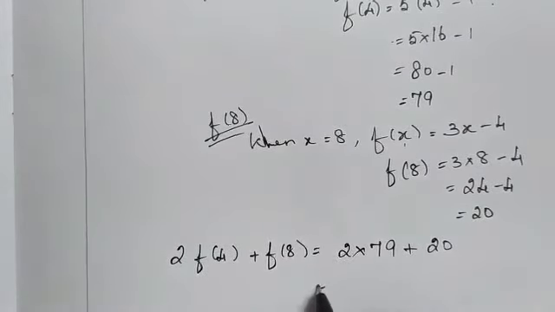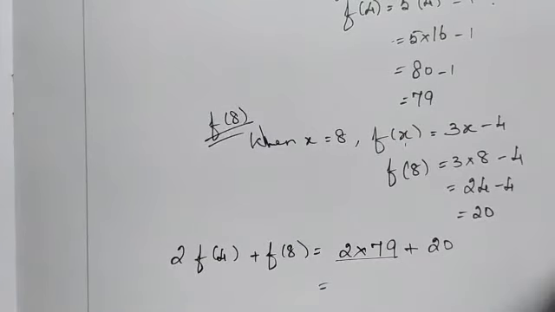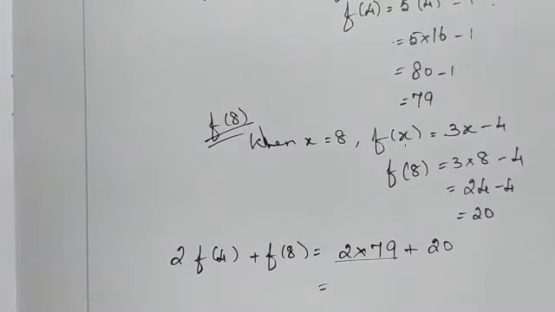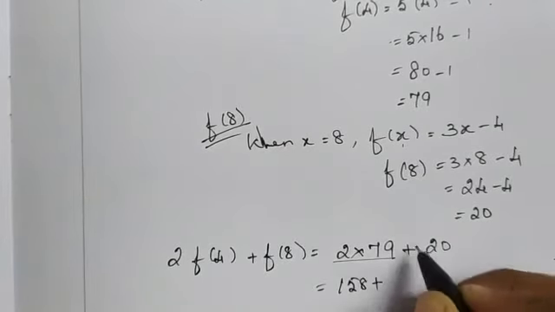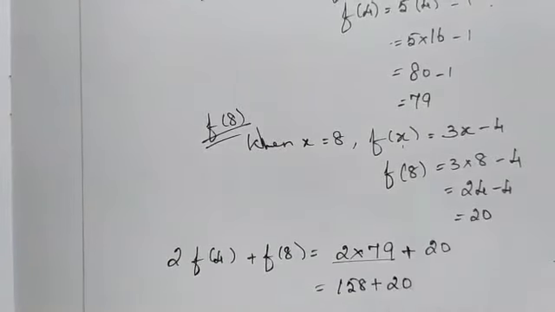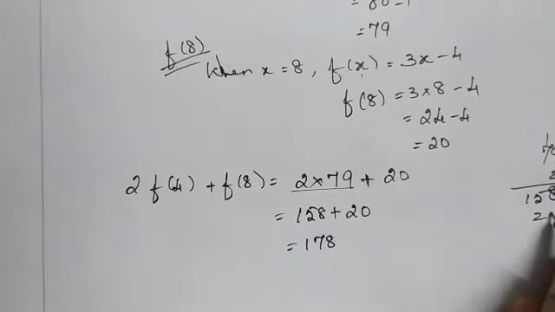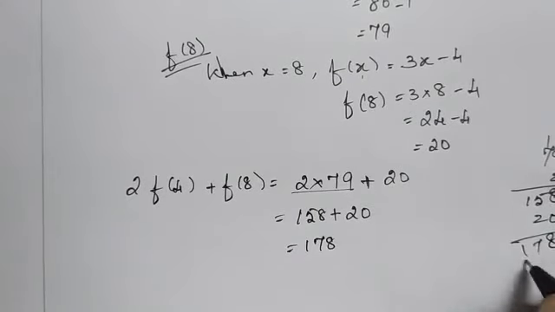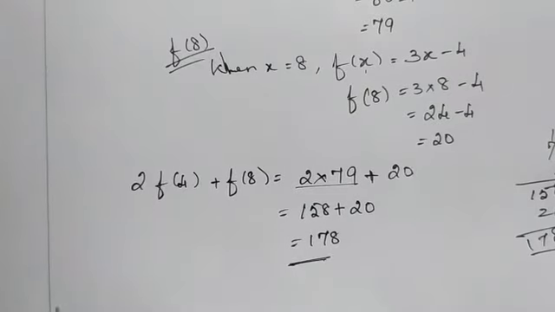First multiply. Always you must multiply first, then only you must add. 79 into 2, that is 158. 9 twos are 18, 14 plus 1, 158. 158 plus 20 is 178. If you have a doubt, you can add by writing it out. Without mistake, you have to do. Now do the fourth part.